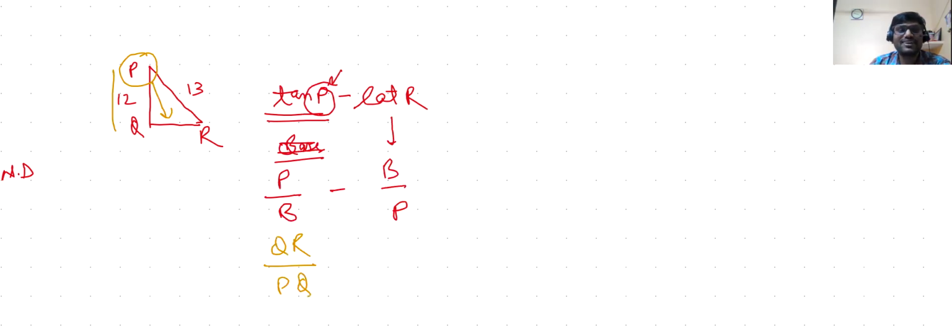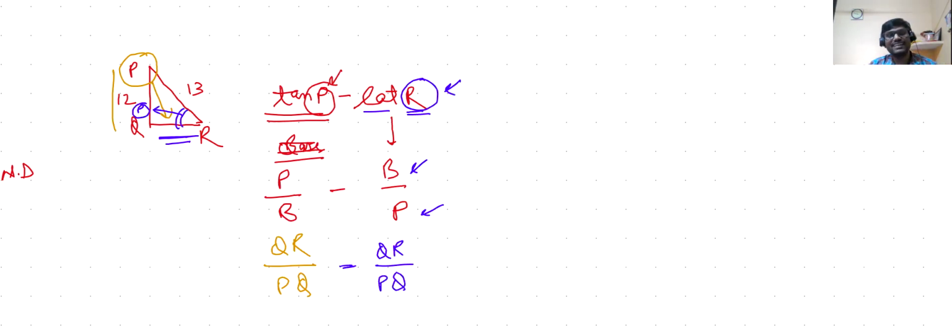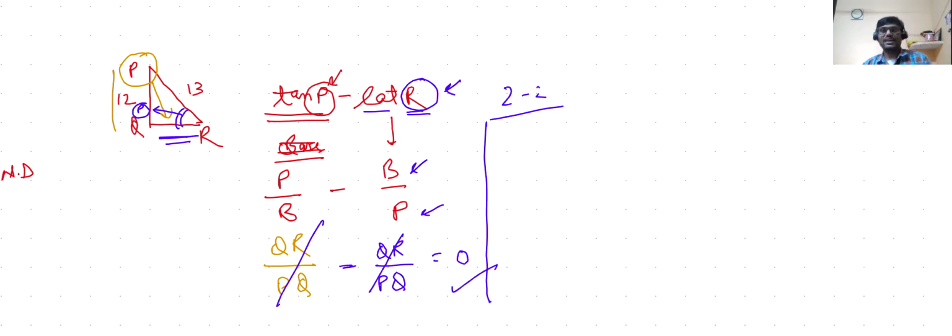But the important concept here is the value of cot R: base first and then divided by perpendicular. The reference angle is angle R. According to angle R, in front of R is the perpendicular, PQ, and QR is the base. So the base is QR divided by perpendicular PQ. We see the same value, and they are to be subtracted, just like 2 minus 2. So finally we have the answer 0. This is the concept we have already understood.